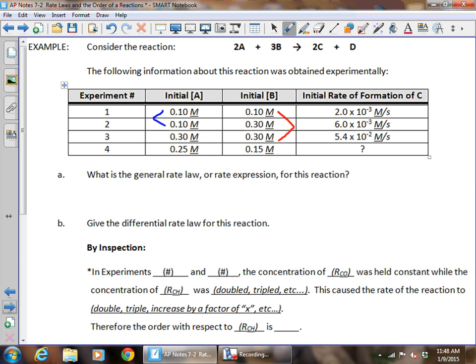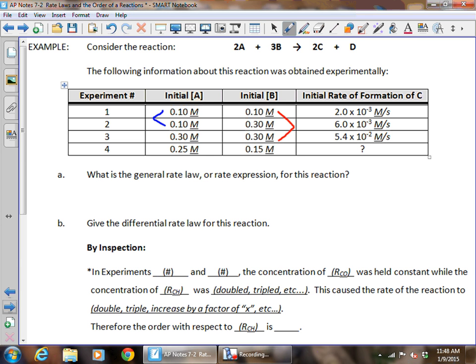And we're going to set up a ratio. And the ratio is going to be the rate law of one of the experiments over the rate law of another experiment. And we're going to be able to use that to calculate our order. Now, when you do this, you always want to have the one with the highest rate on top. It just makes the math easier. You don't have to do it that way, but it really does make the math easier.